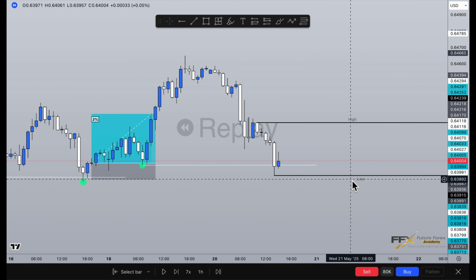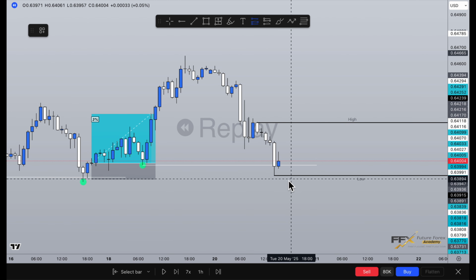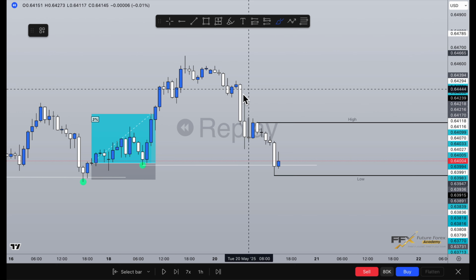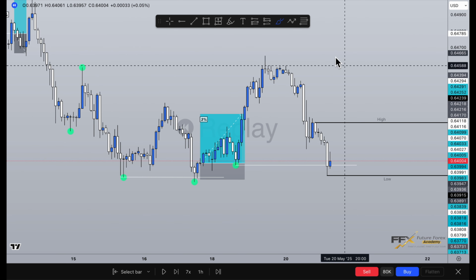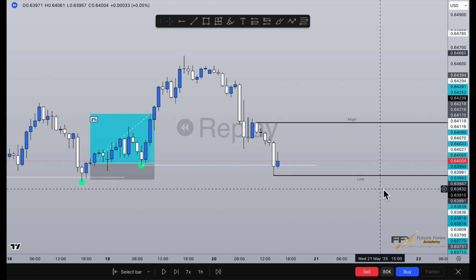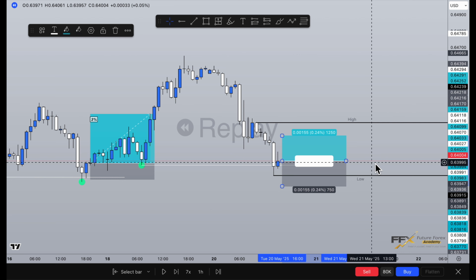I'm trying to not make the video too long. But this is a trade that fit my plan 100%. So we had a slowdown. We can see the market is still range bound. We are not trending. And this is another good setup for me. So I'm willing to take this position with a 1% risk. Let me quickly put it there.